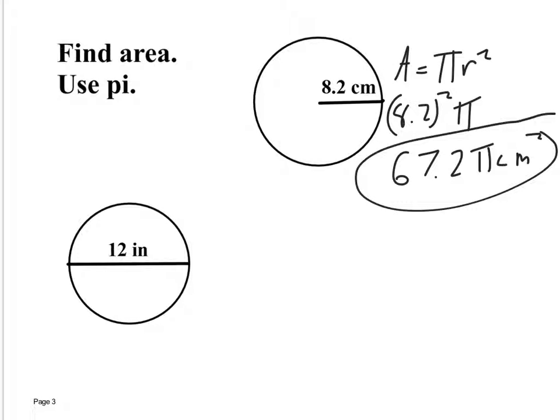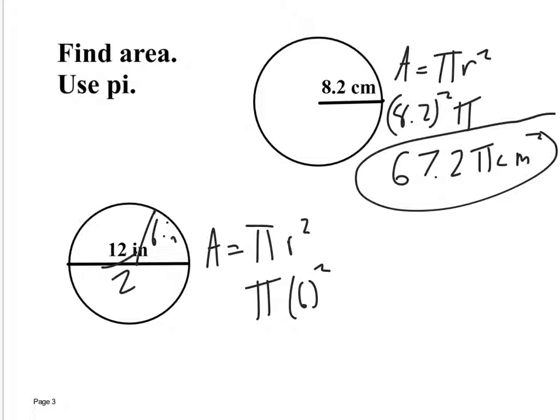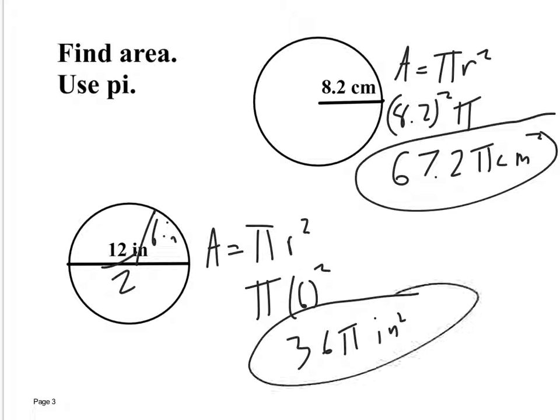Here, I'm given diameter. So, Jaden, what do I need to do to this to be able to use my formula pi r squared? You divide 12 by 2. I divide it by 2. That gives me a radius of 6 inches. Good. So, pi times 6 squared. What is 6 times 6? 36. So my answer is 36 pi inches squared.